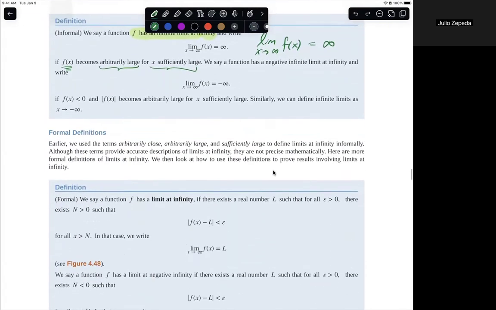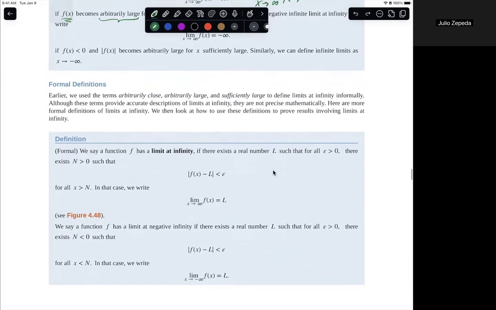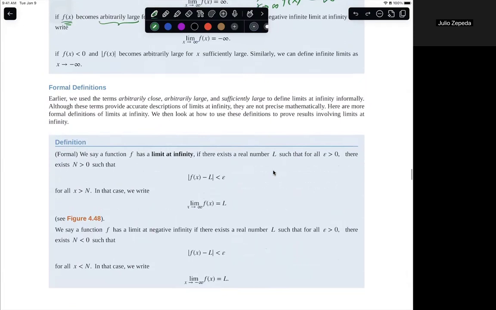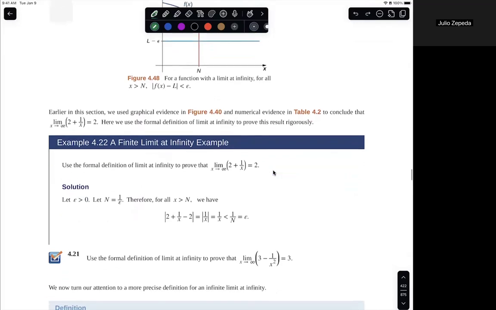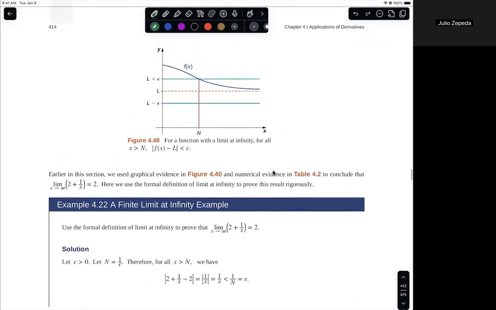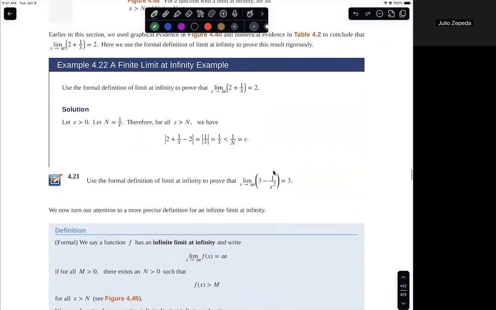Okay, and there are some formal definitions. We're not going to talk about these formal definitions, but if you want to know more about them, you can visit me during my office hours. We generally skip that. Okay, so let's take a look. No, this is using the formal limit. We'll skip that.